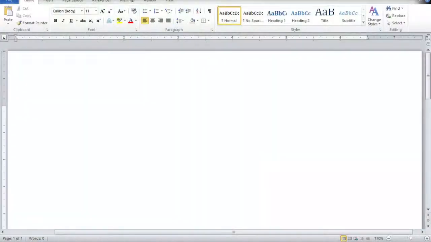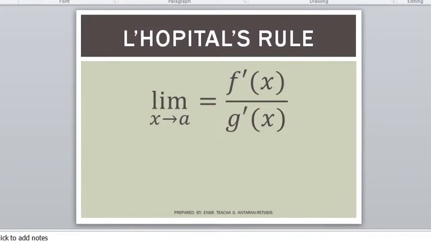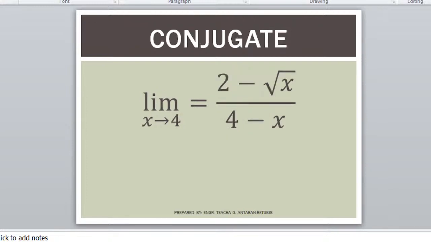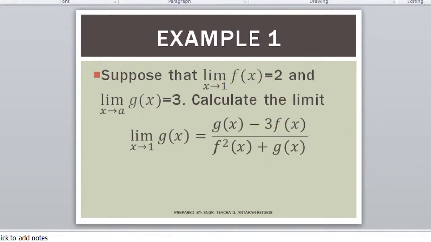Now we have here one of the examples. Here we have example 1. Supposedly, we have the limit of f of x is equal to 2, and the limit of g of x is equal to 3. We are to calculate the limit of this function.